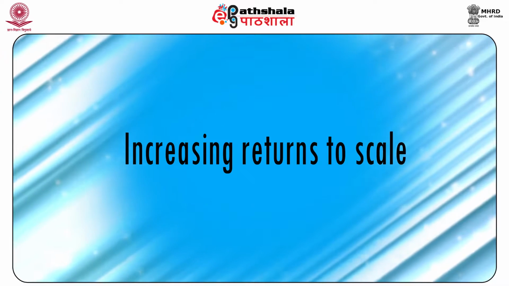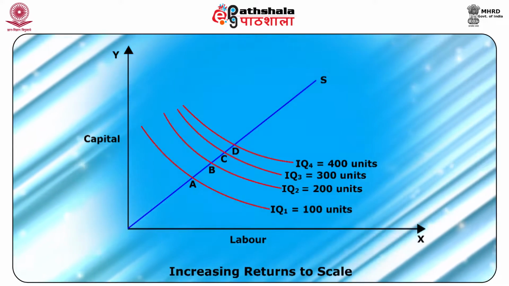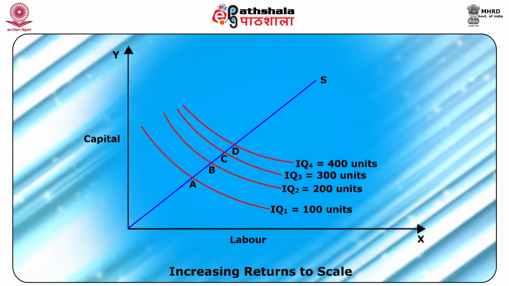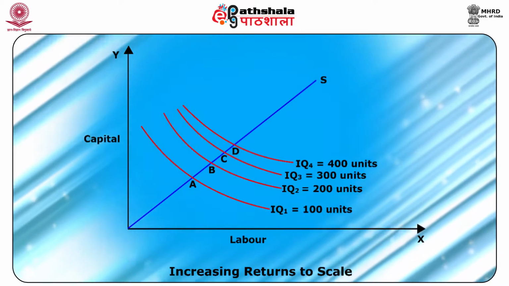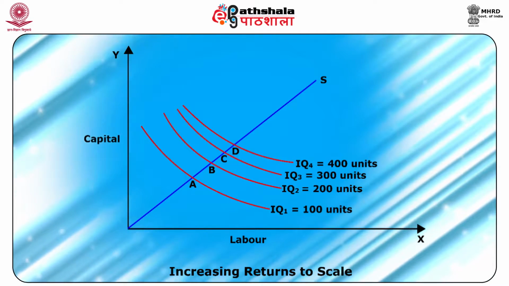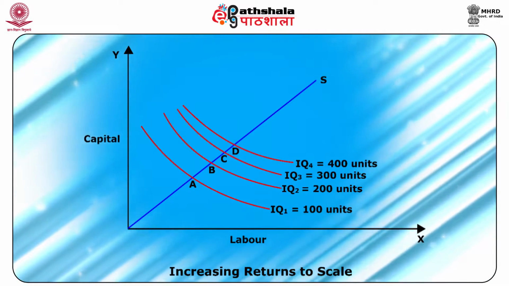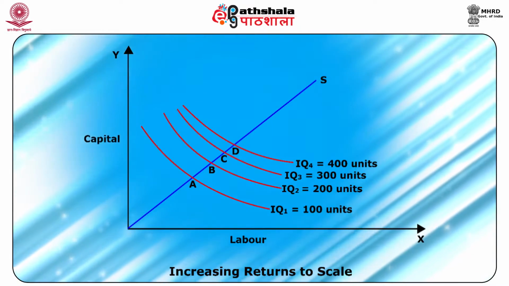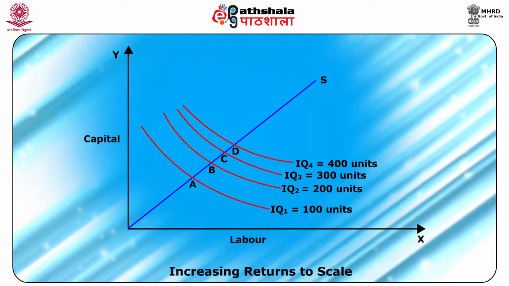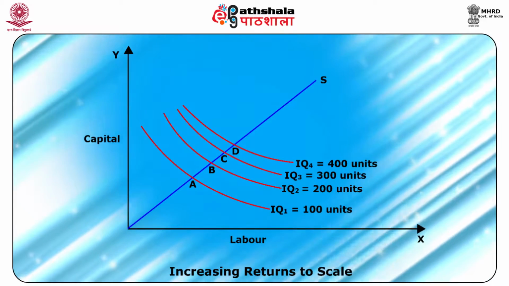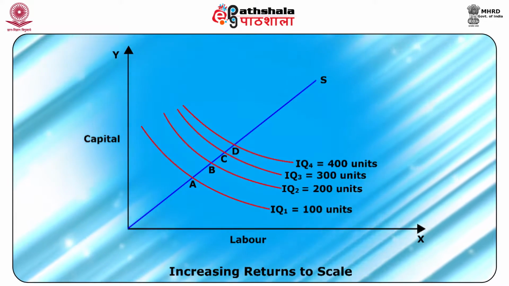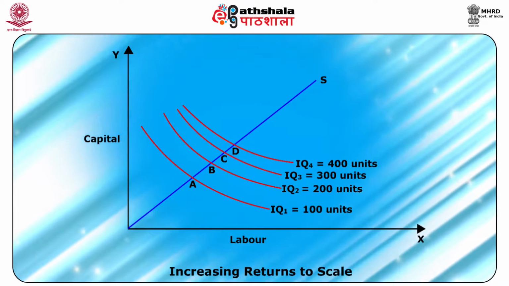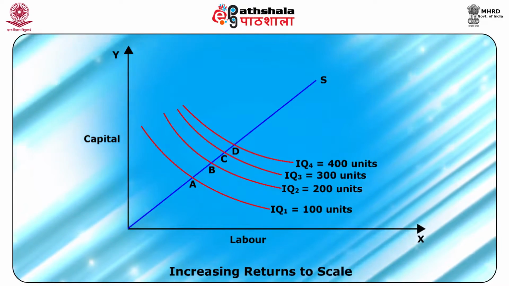Next, increasing returns to scale. The proportion of increase in output is more than the proportion of increase in all inputs. The distance between consecutive multiple isoquants along the isocline OS decreases in case of increasing returns to scale. It means an equal increase in output is obtained by smaller and smaller increments in inputs. Here, AB is greater than BC is greater than CD.